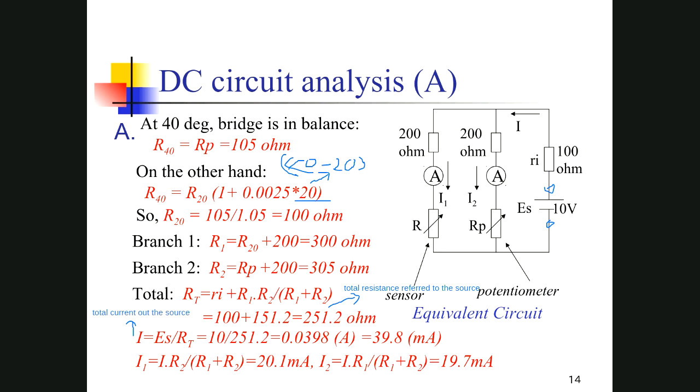With the total resistance referred to the source, we can estimate the total current out of the source, using the 10 volts over the total resistance, which is 251.2 ohms. We can estimate the total current out of the source is about 39.8 milliamperes. So that is the I here.